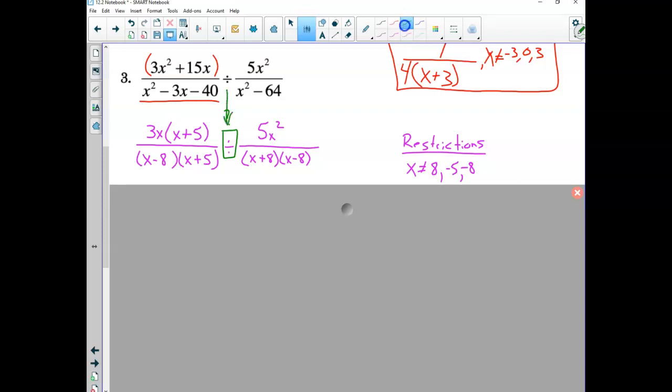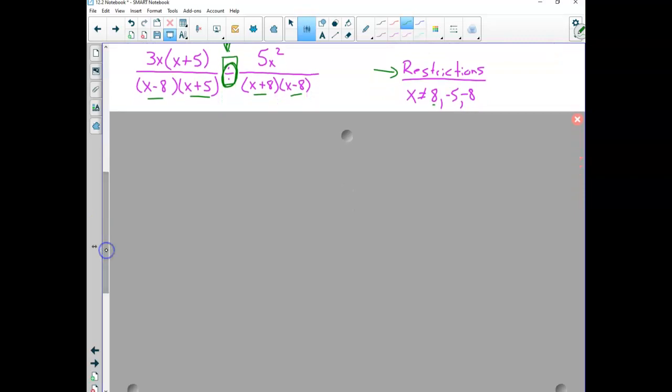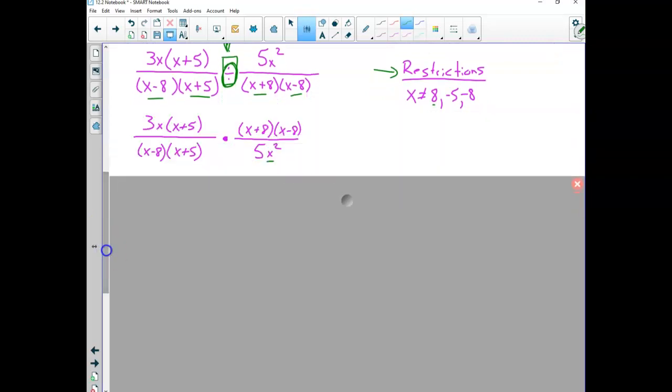I left it for a reason, but I did factor that denominator so I could come over and list my restrictions here now, because I got an 8 that needs to be restricted, a negative 5 that needs to be restricted, a negative 8 that needs to be restricted. I'm like, 8, oh, okay, I've listed you already, don't need to do it again. Then I'm like, do we divide fractions? Absolutely not. We multiply by the reciprocal.